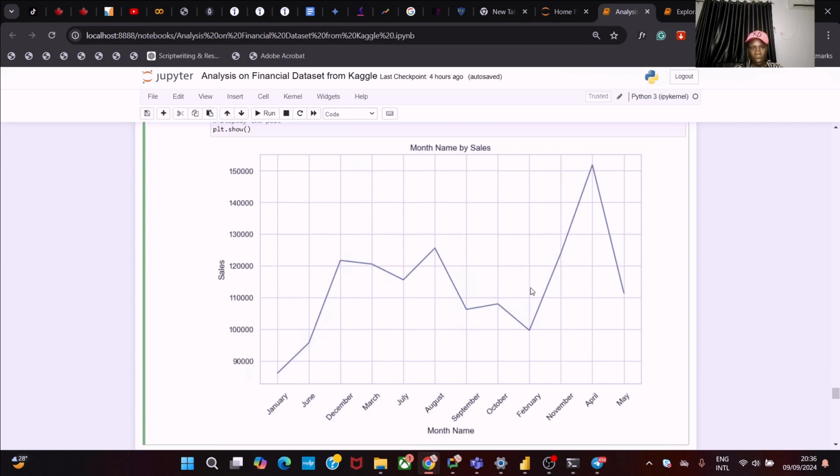So from this line plot, we can see that there's fluctuation of sales. When you look at the summer months, you can see that there is a reduction in sales, but the highest sales period is April, within April to May. Probably there was a promo the company was running, or maybe it was a festive period or a celebration period.